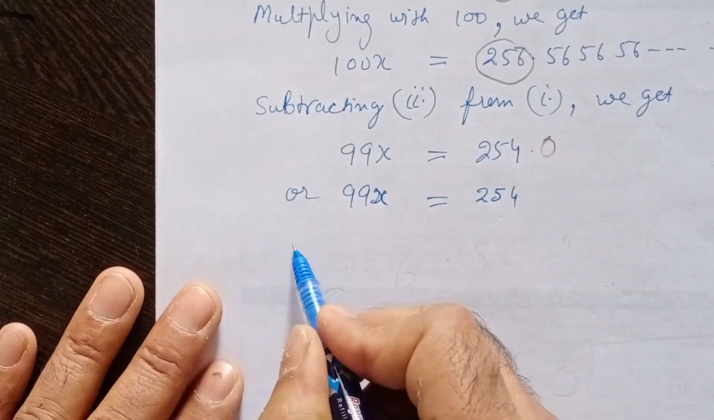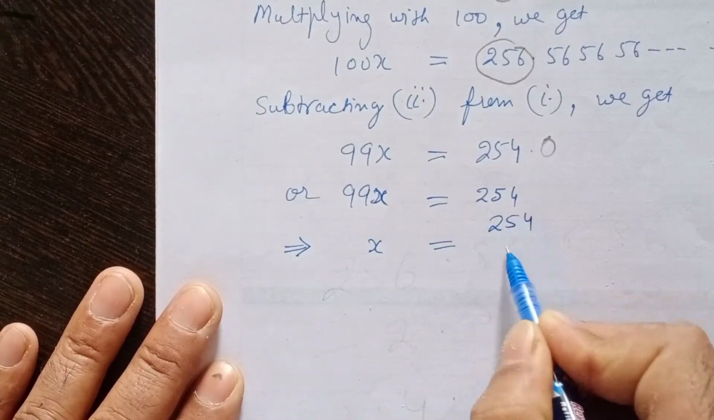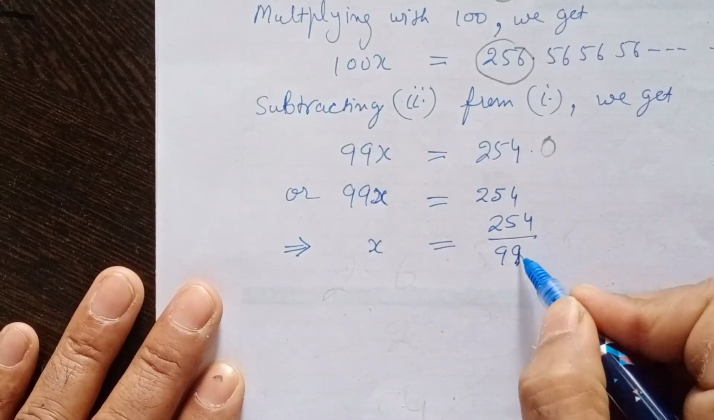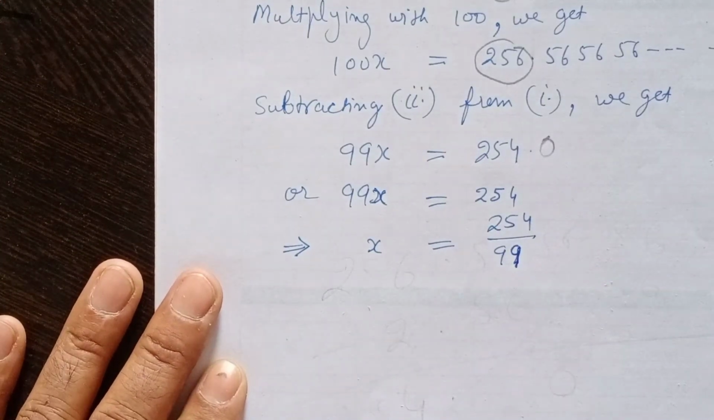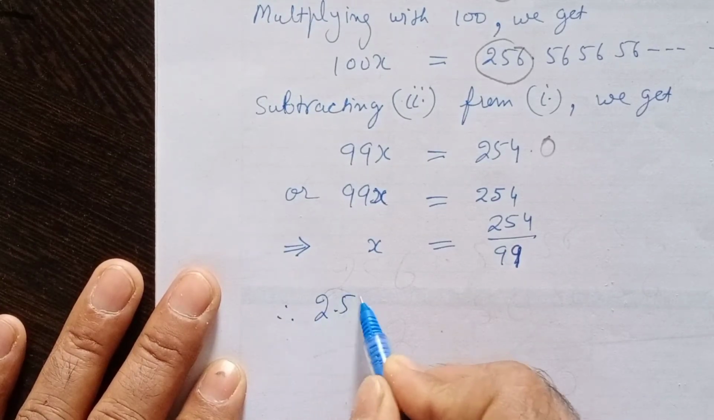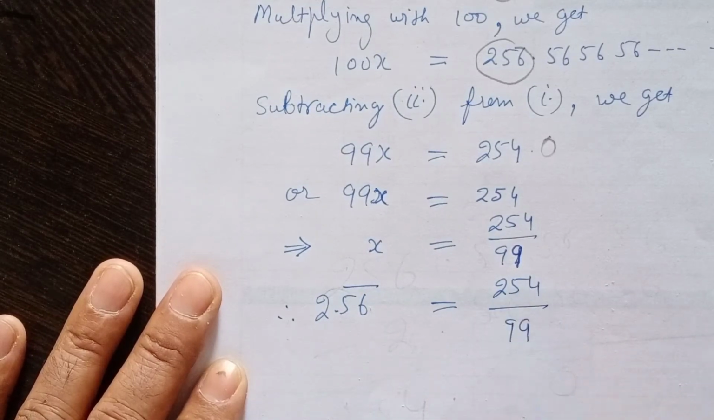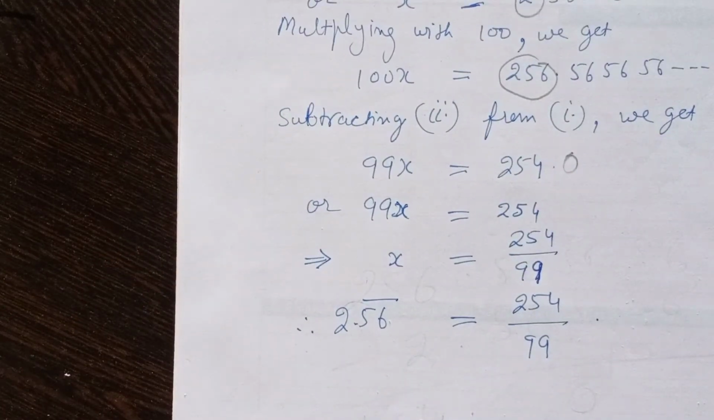Now it is easy. This implies x is equal to 254 over 99, dividing both sides by 99. See if any cutting is possible. No cutting is possible. So this is how we have converted. Therefore 2.56 bar is equal to 254 over 99. So this is how we converted. Students, what are the special things to be observed here?